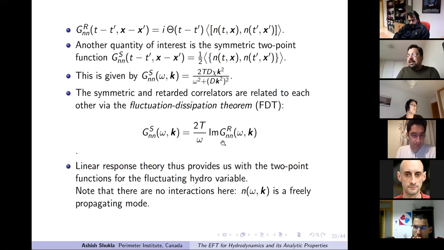So let me say that I don't have a very good answer for what happens if quantum fluctuations are also taken into account. I mean, this talk was purely focused on statistical fluctuations. I don't have a very good answer for it, but I suspect that this relation, the way it is written over here, won't be true anymore.